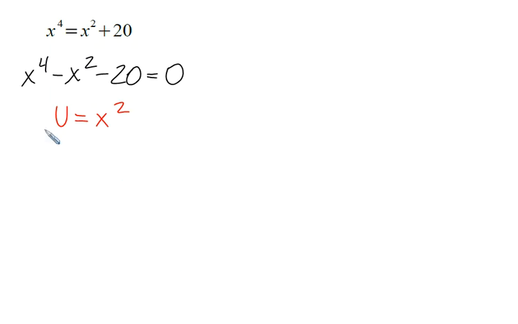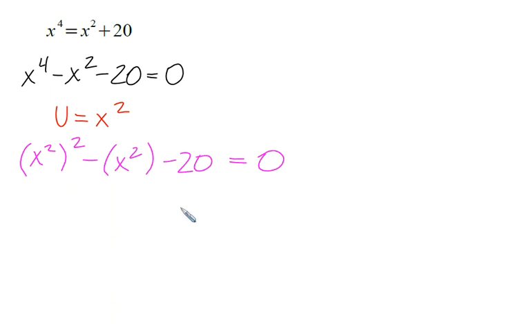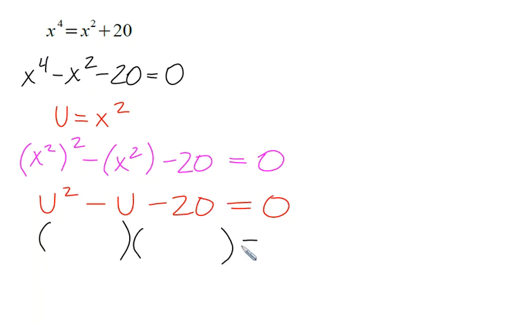Because if we consider that substitution, the original equation becomes x to the fourth minus x squared minus 20 equals 0. And then when we make our substitution, we get u squared minus u minus 20 equals 0. We can factor this equation to solve. Two numbers that multiply to be negative 20 and add to be negative 1 would be a negative 5 and a positive 4.